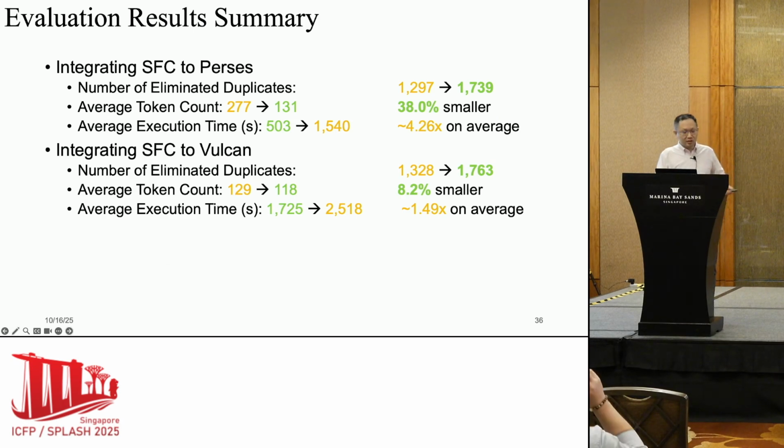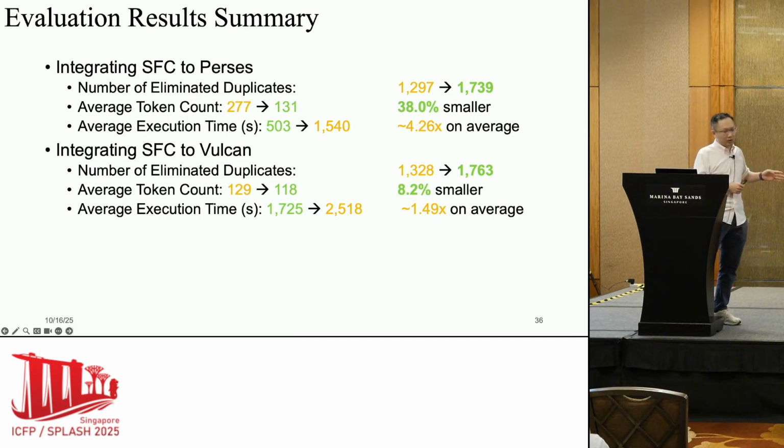So here is the summary of our evaluations after we integrate the proposed FSC-based reduction in Perses and Vulcan. We can see that the number of eliminated duplicates significantly increased around 30 to 40%, and the average size of the program is also significantly decreased from around 10% to 40%. And unfortunately, it brings some overhead, which is kind of inevitable.